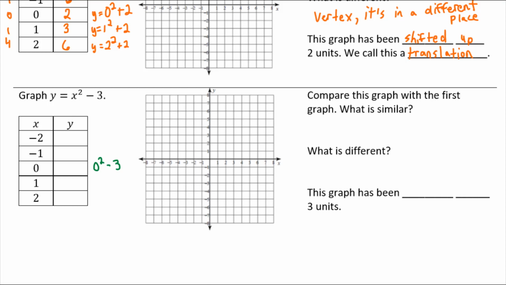So 0 minus 3 is negative 3. And I'm going to do the same thing with the 1, and then have 1 minus 3, which is a negative 2. And I'm going to do the same thing with the 2.